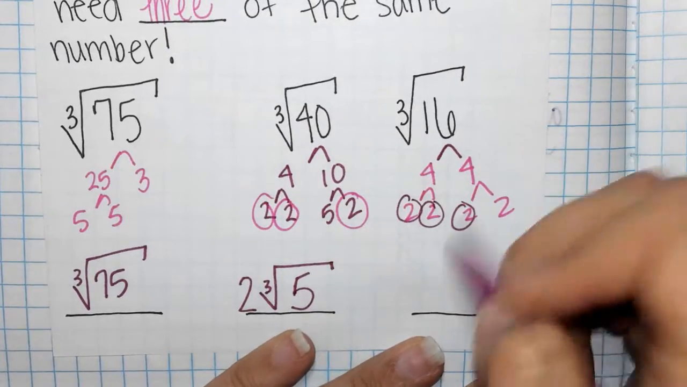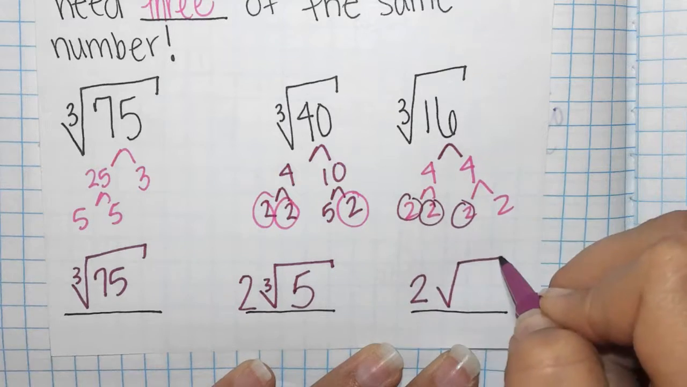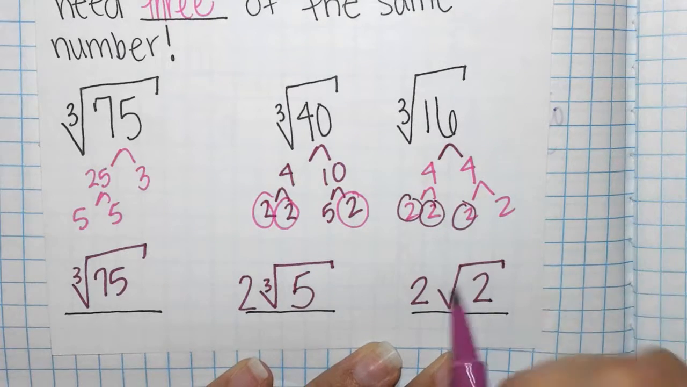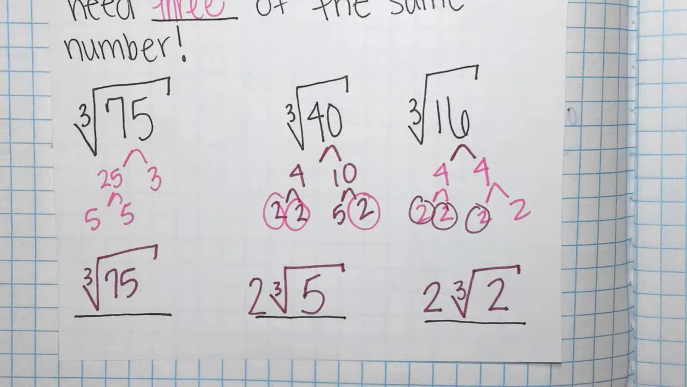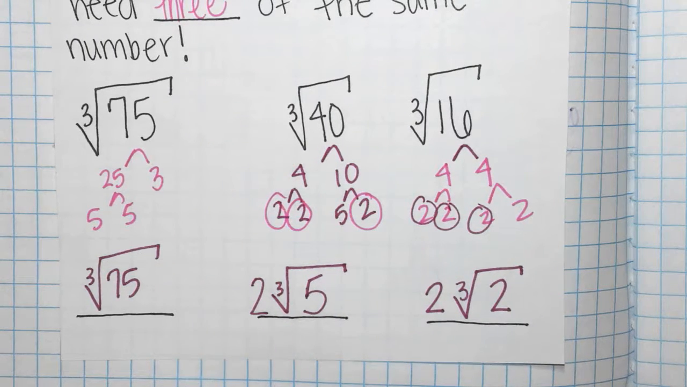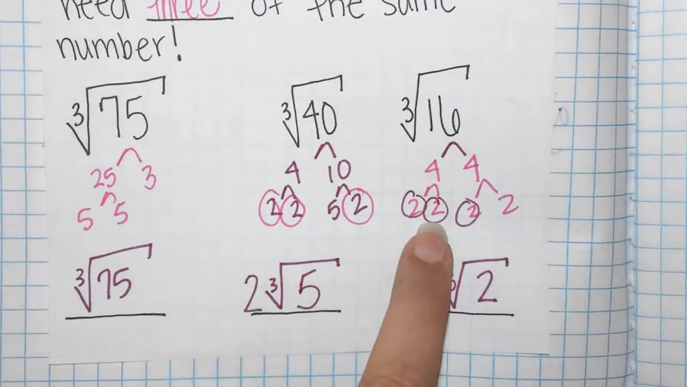Uno, dos, tres. So what goes outside to play? 2. What stays inside the house? 2. The other 2. And where does the 3 go? On the index, in the mullet. And you're done. How do we feel? 4 2s. Right. We did. But we only take the 3 and bring it outside.